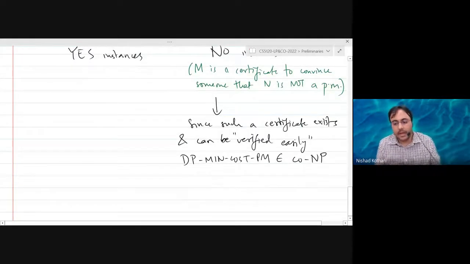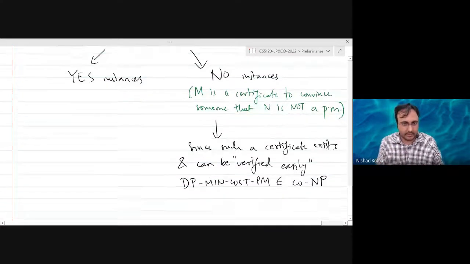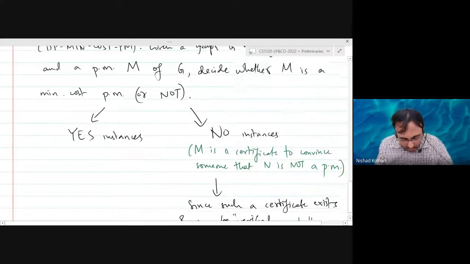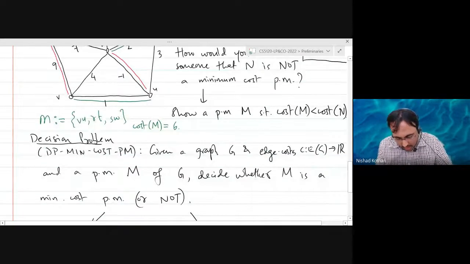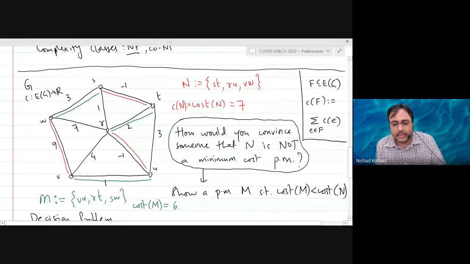Okay? For NP, we want the same thing to happen for yes instances. So if you are a bit confused right now, don't worry about it. Just stay with me and it will become clearer once we discuss the yes instances. Okay? So now I want to ask the other question. How would you convince someone that M, the green one, is a minimum cost perfect matching? So let's write this down.